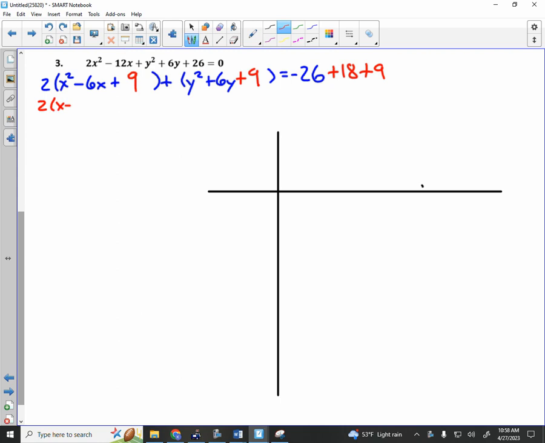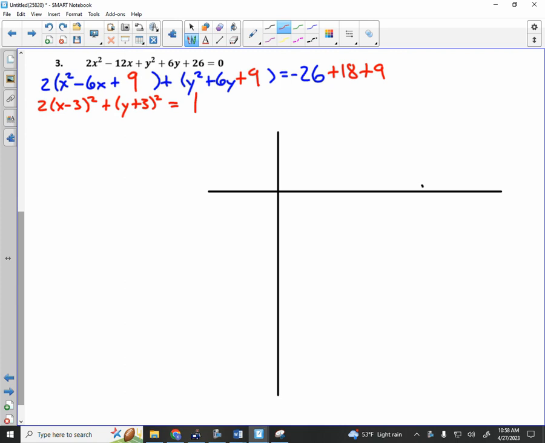2 times x minus 3 quantity squared. They didn't laugh at it as much as I was hoping they would. And then negative 26 plus 18 plus 9. 1. Whoa! It's equal to 1 already.